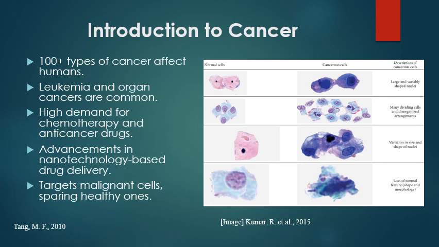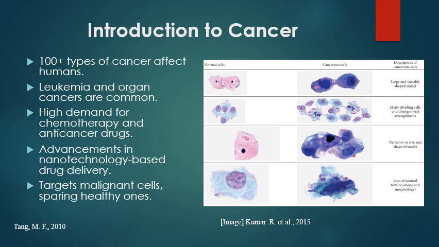So as I stated a moment ago, there are over 100 types of cancer that impact humans. Leukemia is one of them, and this is a category of blood cancers. And then the cancers that affect organs would be your breast cancer, prostate cancer, lung cancer, liver cancer, cervical cancer, and they're prevalent. Consequently, there's a continual high demand for chemotherapy and anti-cancer drug delivery for these types of cancers.